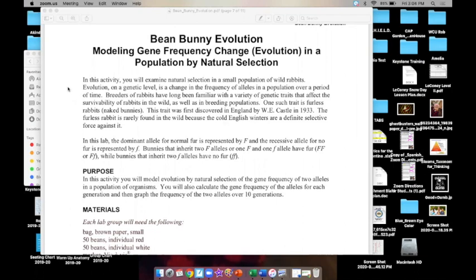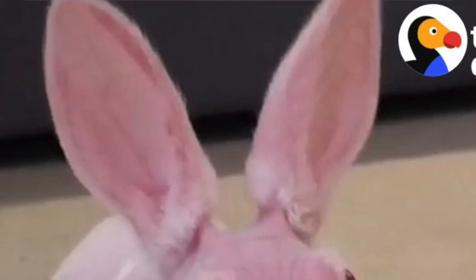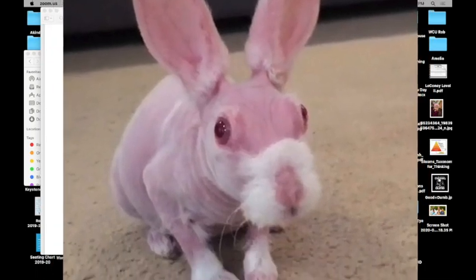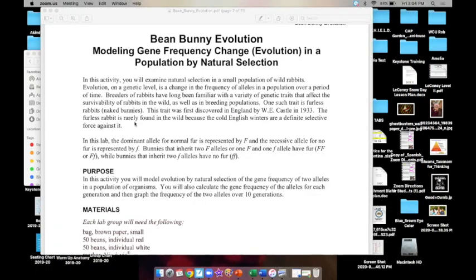In this activity, you will examine natural selection in a small population of wild rabbits. Evolution on a genetic level is a change in the frequency of alleles in a population over a period of time. Right? Change in frequency, change in how often you will come across those alleles. Breeders of rabbits have long been familiar with a variety of genetic traits that affect the survivability of rabbits in the wild, as well as in breeding populations. One such trait is the furless rabbit, or naked bunnies. This trait was first discovered in England by W.E. Castle in 1933.